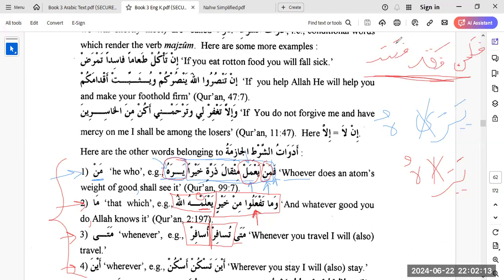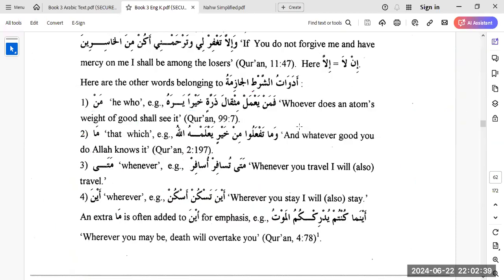one by one. And then we have aina taskun, askun. Wherever you stay, aina there would mean aina where. Here it means wherever. Aina taskun, wherever you stay, I will also stay. All right. And then we have, just to give it an emphasis, for the aina, you sometimes add an extra ma. It's often added to aina for emphasis.